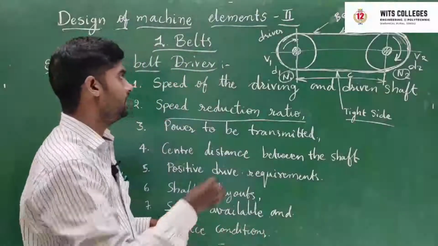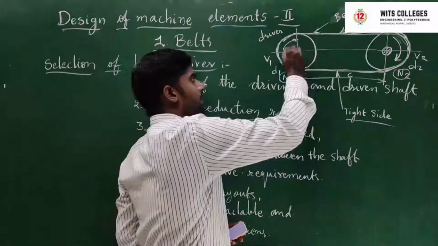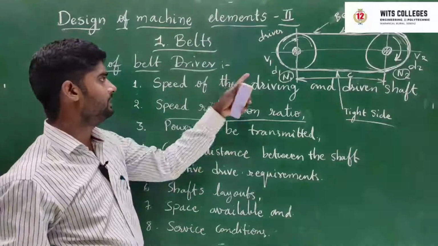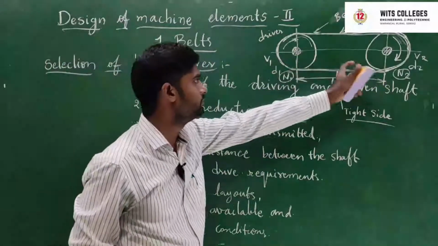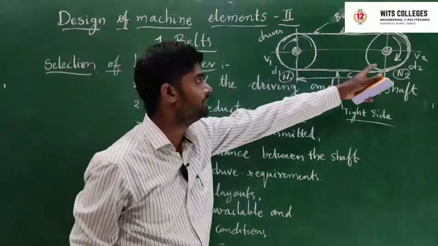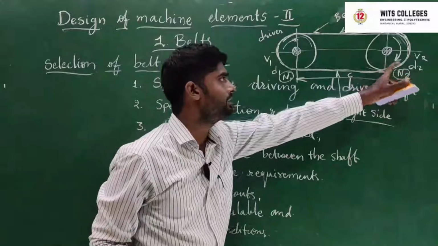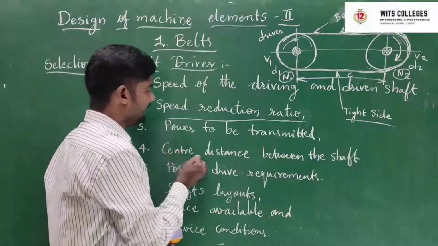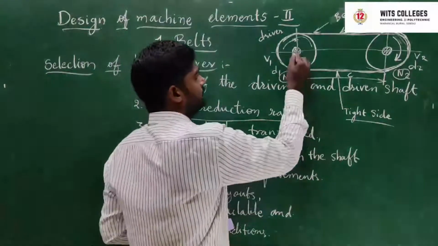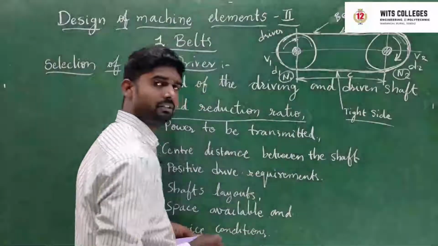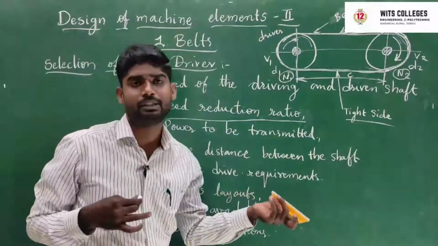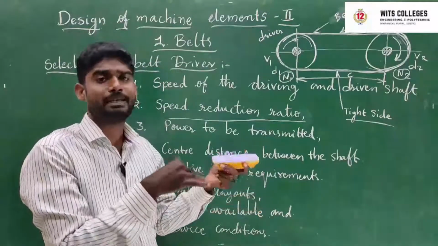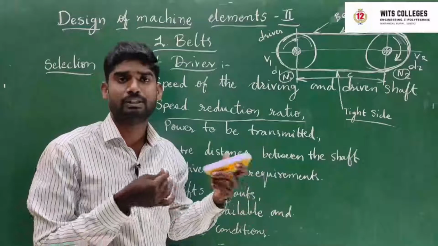In this one, it is an open belt. This is an open belt, with clockwise direction, and this is also clockwise direction. Next, the velocity of the driver shaft is velocity 1 and the driven shaft velocity 2. The center distance between the two shafts is C. If the center distance is 1 meter, we want to design a belt depending on the length, 1 meter, 2 meters, 3 meters.